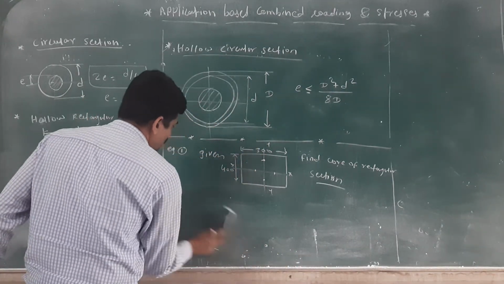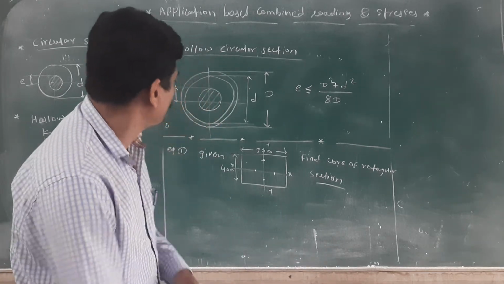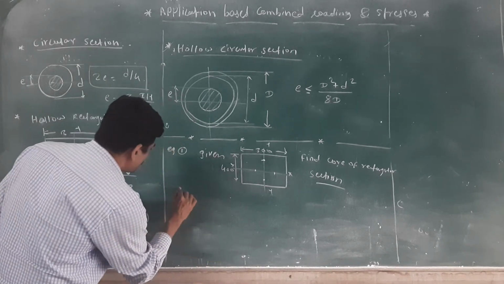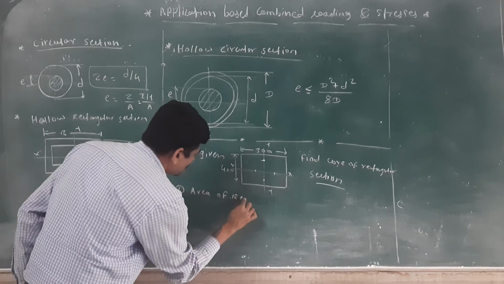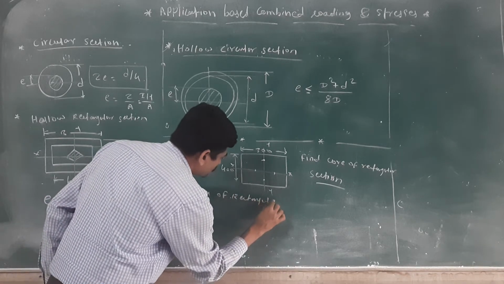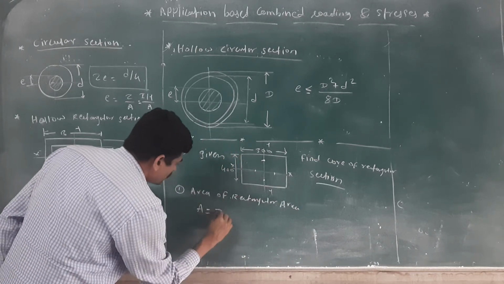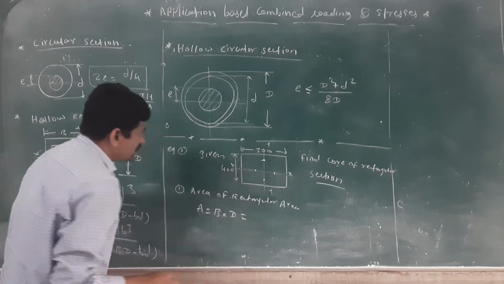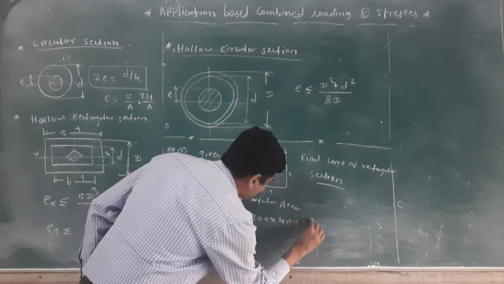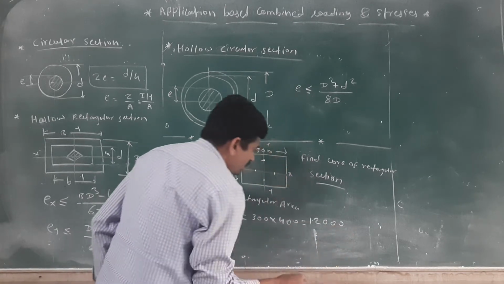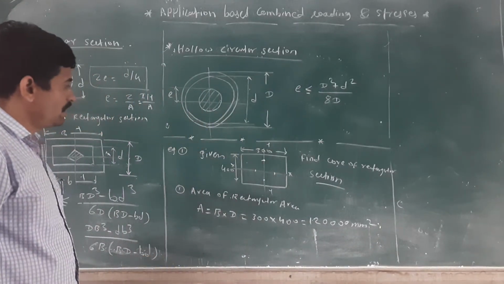Means you should have the knowledge of units 1 to 5. I will start. First, I will find out the area of the rectangular section. What is the area of the rectangular section? A is equal to B into D. You know that. What is B? 300 into 400. Means you will get the area in mm squared.